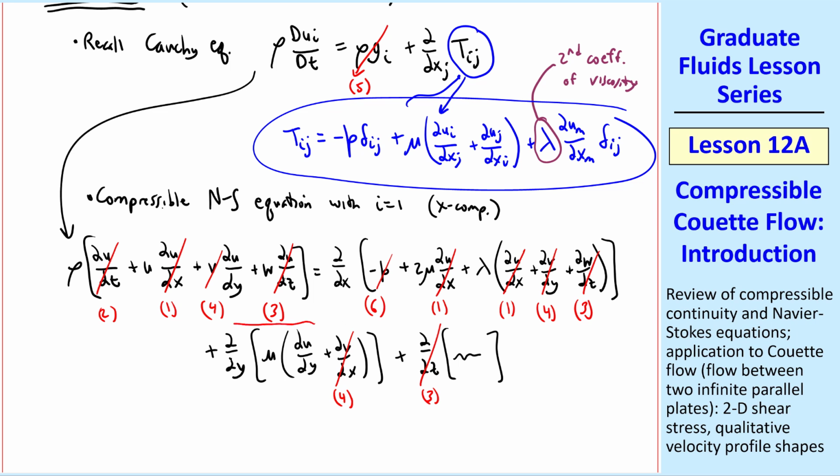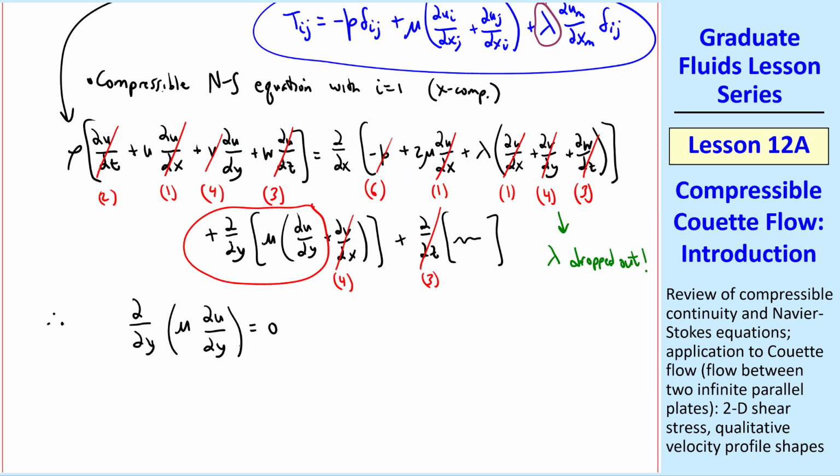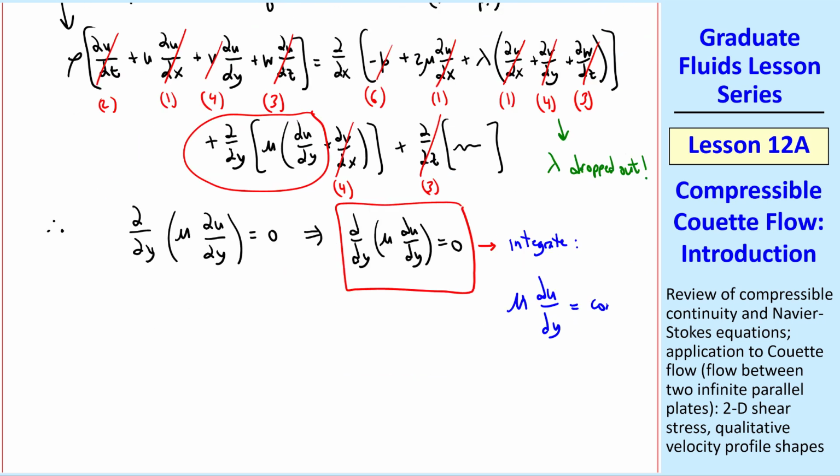So the only thing left is this one term from our compressible Navier-Stokes equation. Notice that lambda dropped out even though this is a compressible flow. The bottom line then is del/del y of mu del u del y must equal 0, where we must be careful to keep mu inside the derivative since it does vary with y. But we can change these to total derivatives since both mu and u are functions of y only.